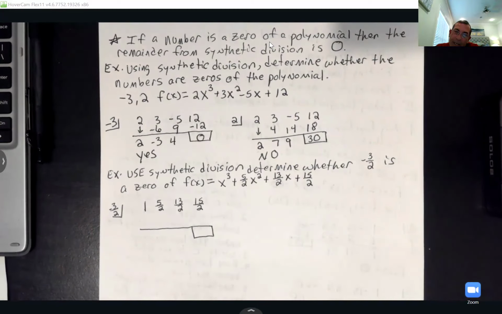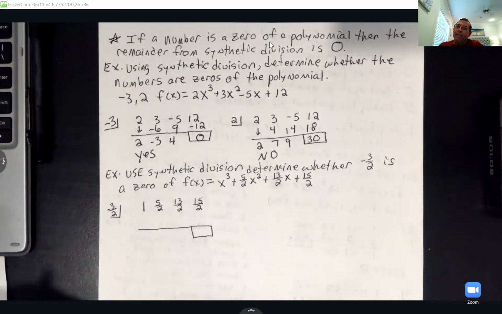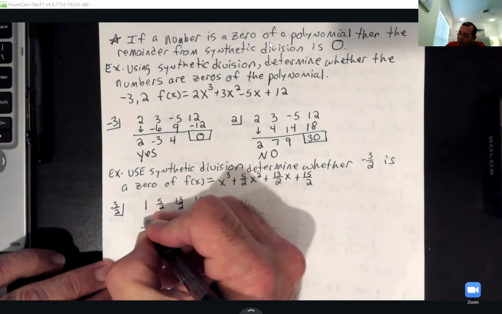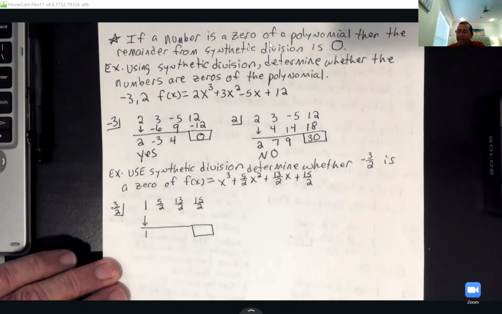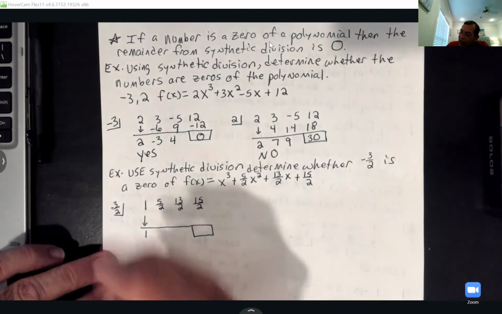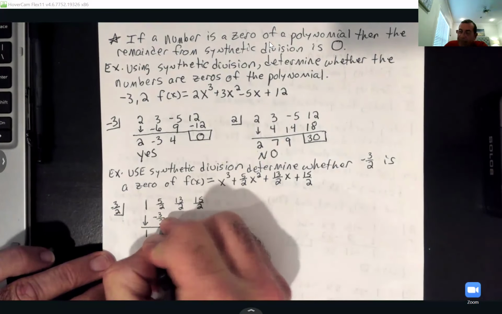Now, the one thing I will say, we're lucky, everybody's got a common denominator. Fractions ain't bad if you got a common denominator, okay? All right, y'all, so here we go. We're going to bring the 1 down. 1 times negative 3/2 is a negative 3/2.